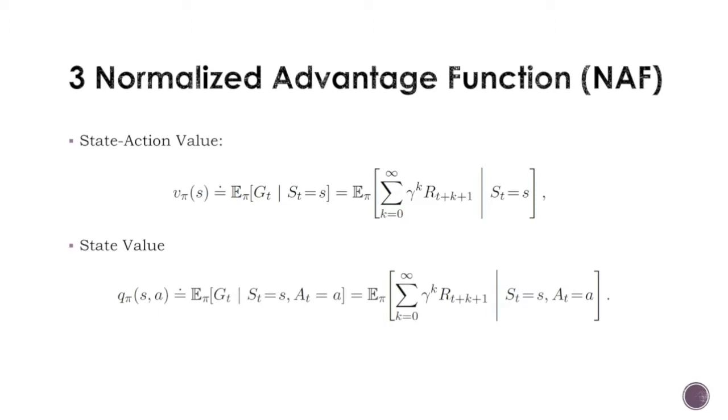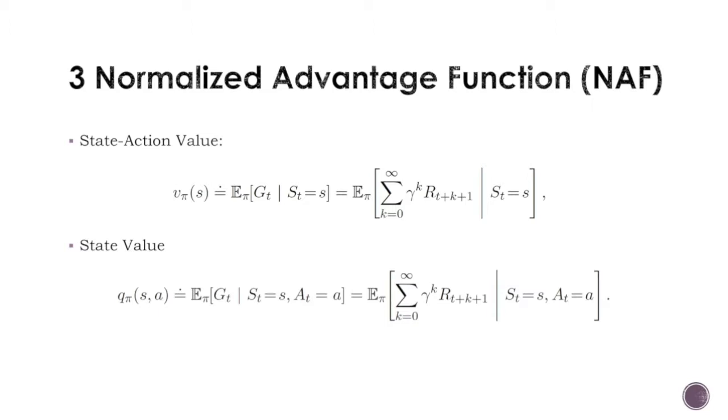Before we move on to NAF, we need to introduce two additional concepts, respectively state action value and state value. They are basically the corresponding expected cumulated returns and represent how good it is for the agent to take action A at state S, and how good it is for the agent to be in the state S.